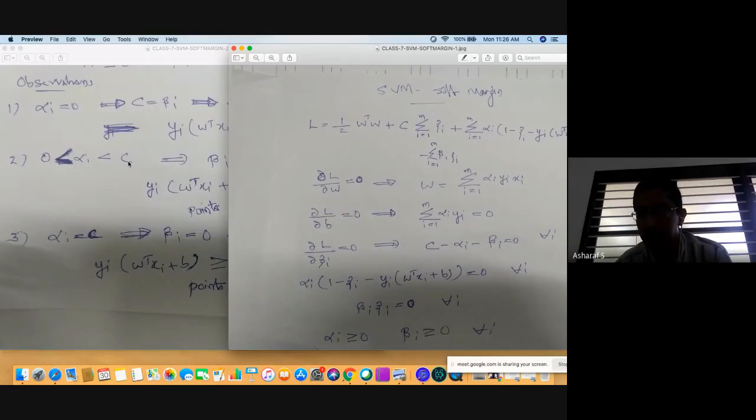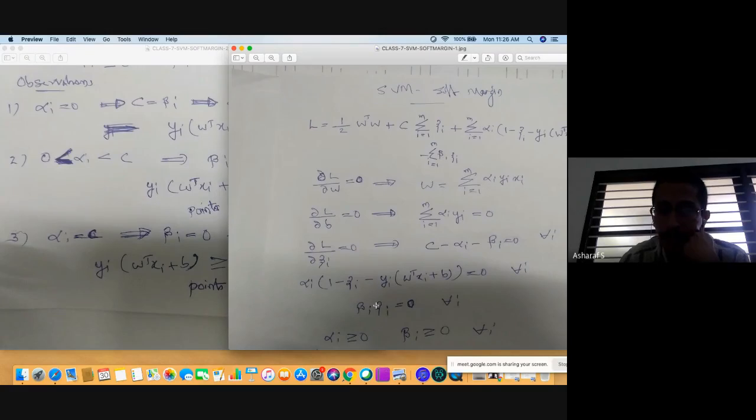So alpha is between c and 0. Then c minus alpha is between c and 0, which means that beta is between c and 0, which means this number will be positive. C minus a number which is less than c is positive. Beta is positive, meaning zeta will be 0.